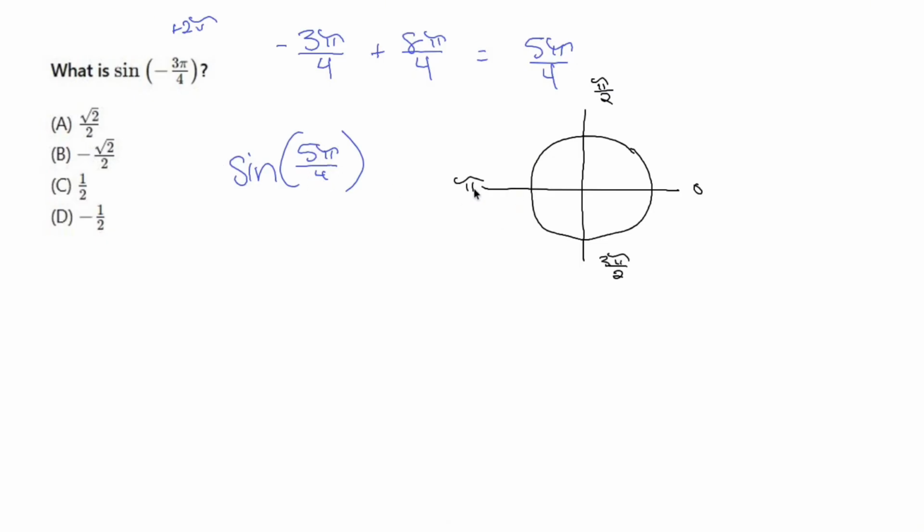5 pi over 4 lives in between pi and 3 pi over 2. So 5 pi over 4 is going to live in quadrant 3 somewhere. Whenever you're looking at a unit circle, every quadrant has 3 dots that you're focused on. 5 pi over 4 is going to be an angle that stretches around here and lands on that middle dot. That is my 5 pi over 4.